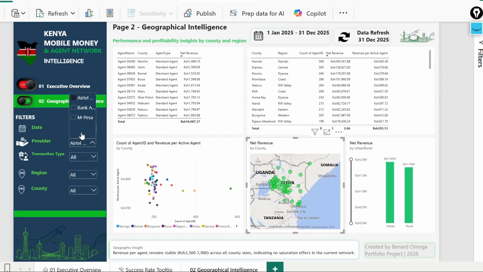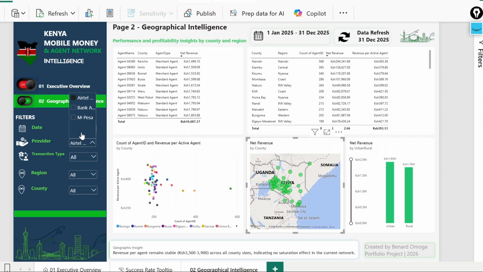Let me summarize the 4 findings I consider most significant. 1. The network is highly profitable. 88% net revenue margin on 41.6 million shillings. 2. Volume and profit diverge. Bank transfer is a low volume product that punches well above its weight in profit. 3. No urban saturation effect was observed. And 4. Operational reliability is strong. A 96% success rate across all providers and transaction types.